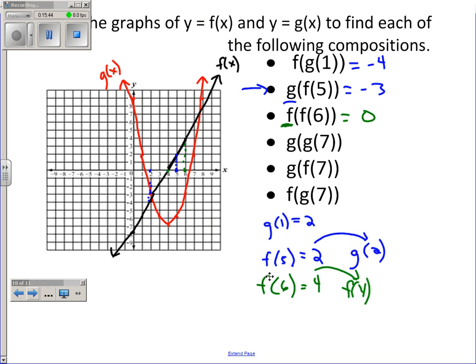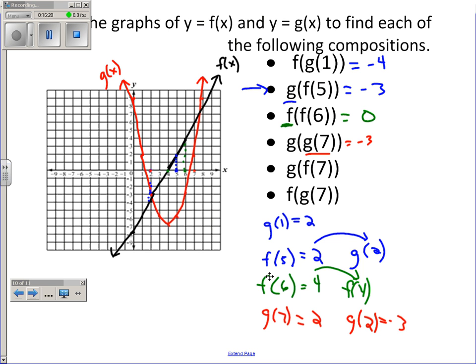Now let's do g of g of 7. So I want to do g of 7 first. So go to 7 on the x-axis. Go up till I hit the g of x graph, which is at 2. Now I want to do g of 2. Go to 2 on the x-axis. Go down until I hit the g of x graph, which is at -3. So g of g of 7 equals -3.